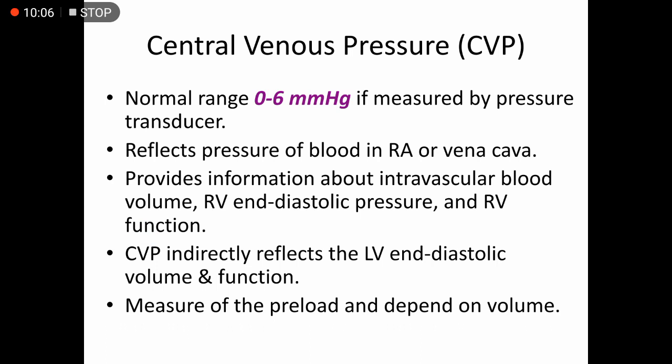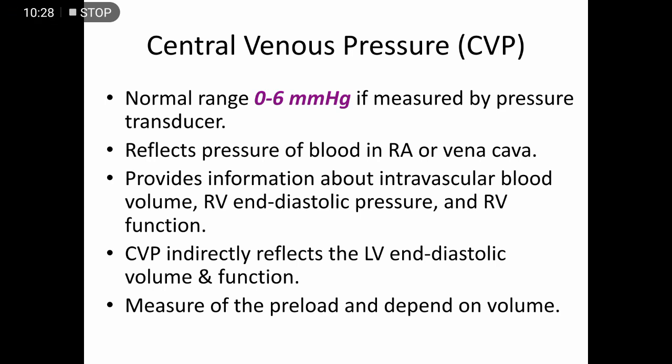Central venous pressure, or CVP, normal range is from 0 to 6 mm mercury, and this measurement is actually for a non-ventilated patient. For a ventilated patient, that will be totally different because the intrathoracic pressure will be increased because of the ventilator and the pressures caused by the ventilator itself.